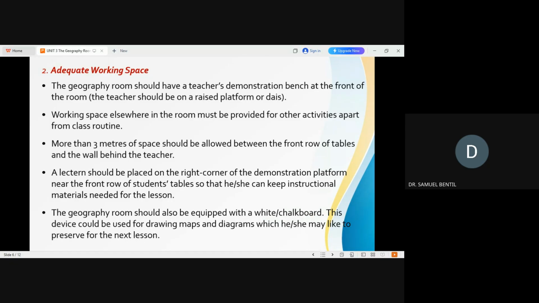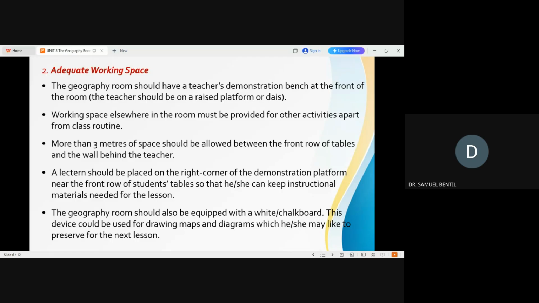Because if it is the same height or level with that of the student tables, when the teacher is doing the demonstration, those at the back will not see what is going on. But when it is lifted a bit higher than that of the students, those at the back could see the demonstration activity of the teacher.